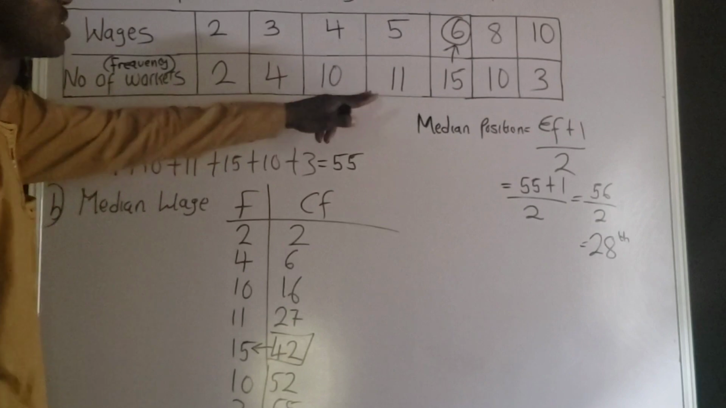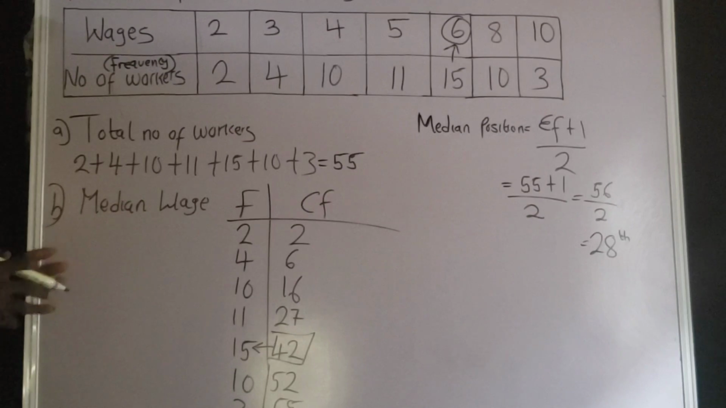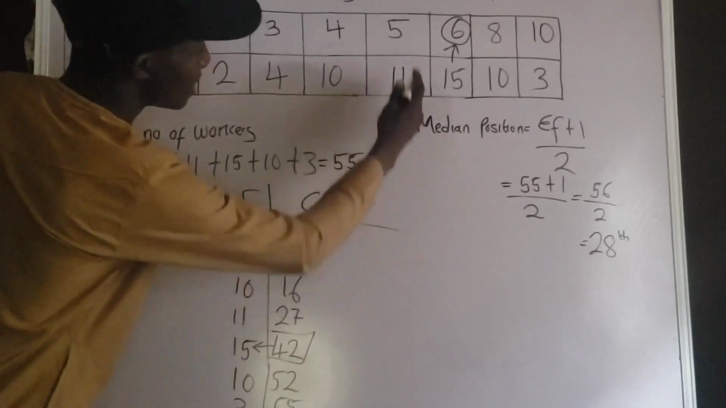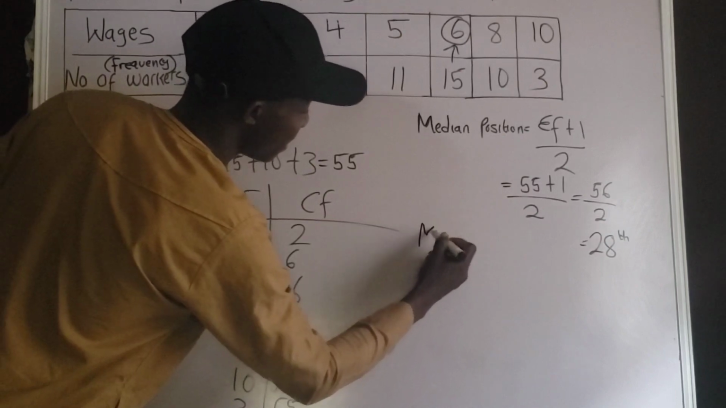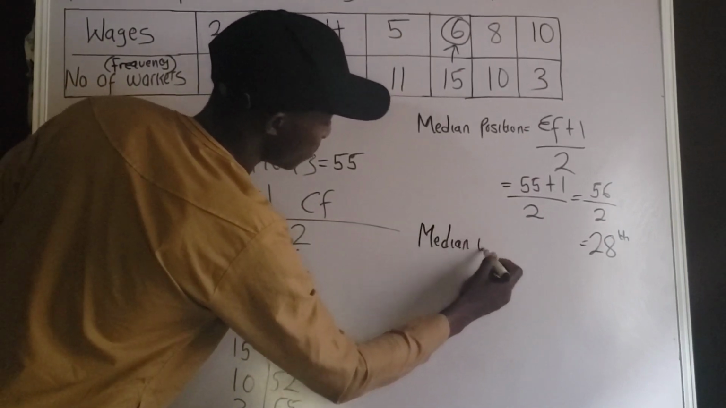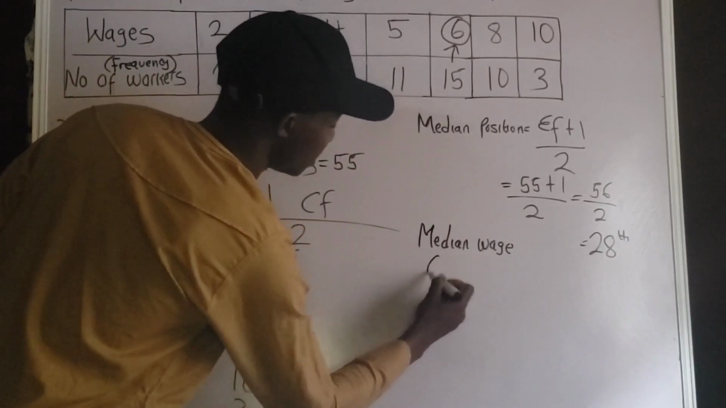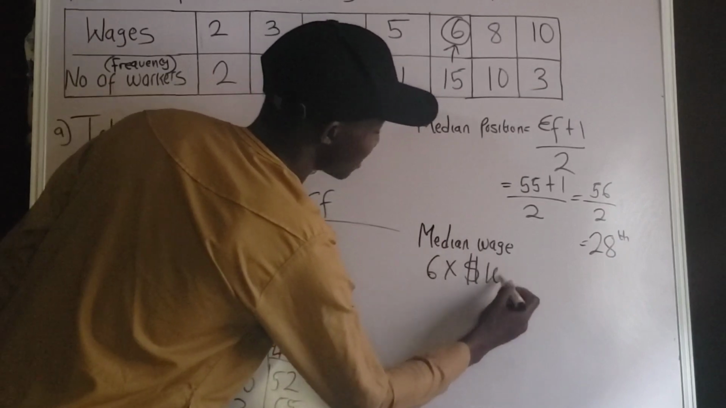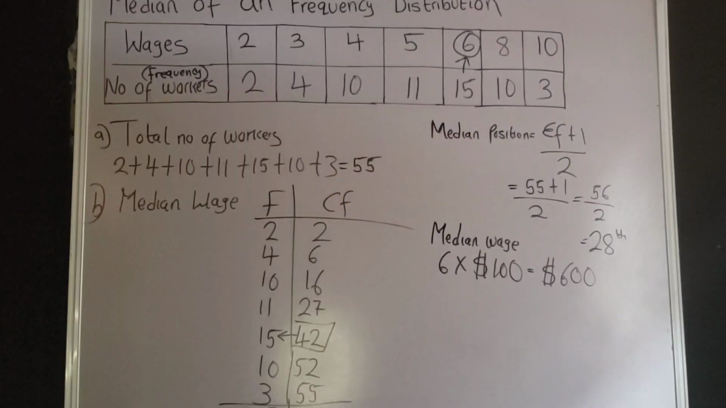So the median of this frequency distribution is what? 6. Now I want you to remember that in the question they gave us that the wages of these workers are given in what? $100. So in order to get the median wage, we are going to multiply 6 by $100. Are you getting it? That will be what? $600. So the median wage of this frequency distribution is $600. So that is how to calculate the median of the frequency distribution.